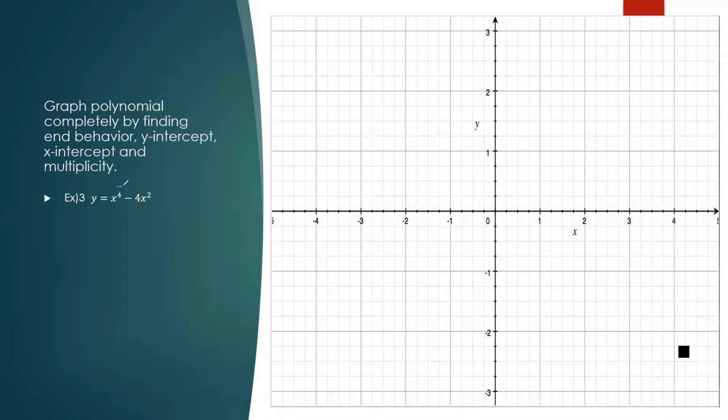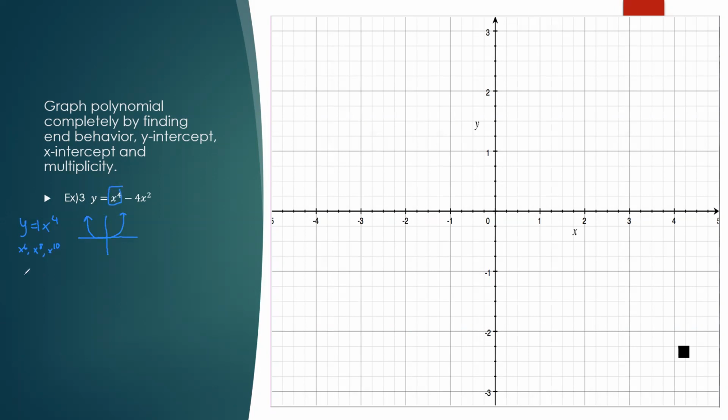It looks like our highest term is x to the 4th, and it has a coefficient of 1, so that means there's no reflection. So this is an even power, and how do all even powers look? They rise to the right and rise to the left. So it doesn't matter if this is x to the 4th, 6th, 8th, or 10th, as long as it's an even power and there's no reflection, it rises to the right and rises to the left, okay?